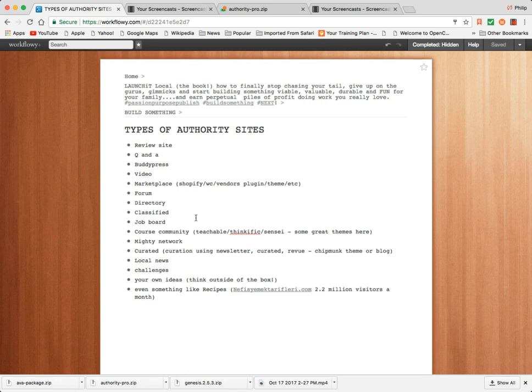ThemeForest. So there are hundreds, if not thousands of people out there who have created job boards, probably with various degrees of success. Certainly there are not thousands of job boards that are successful. But if you have the right niche or you have the right approach, there are people, no doubt, that are doing very well with that market.